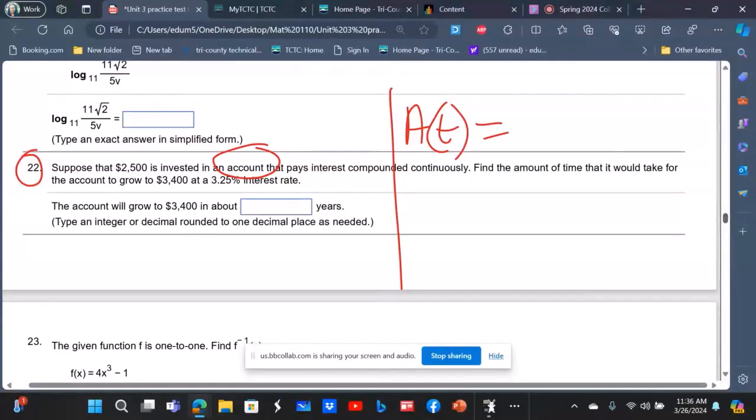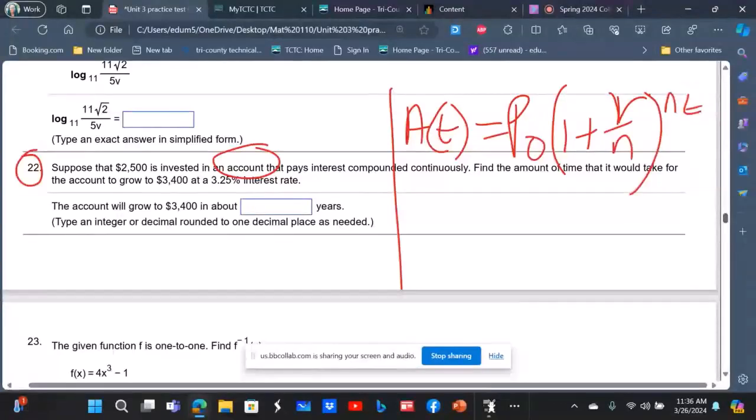Daily, 365 times a year, and so on. Okay, so remember the formula: A equals P0 times (1 plus r over n) to the power nt. You have to remember it for this test. Remember, you have to remember this.